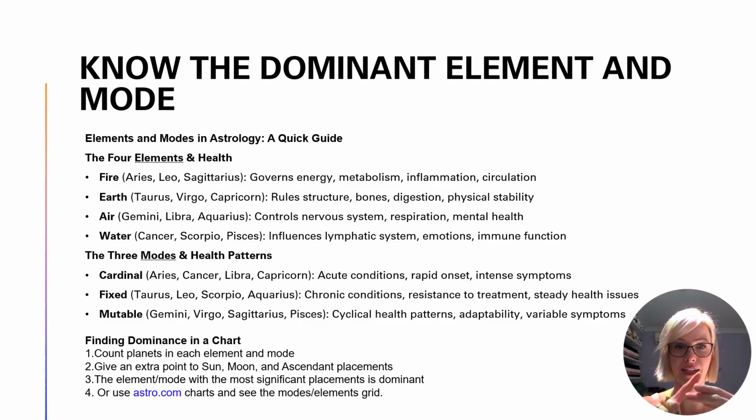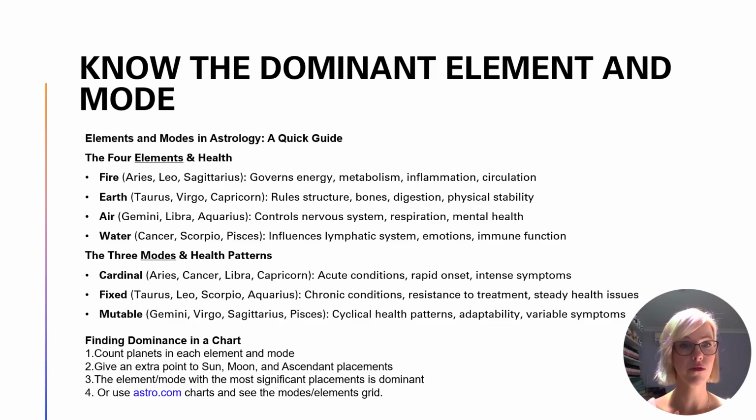And you can see I've listed next to it. The cardinal signs are Aries, Cancer, Libra, Capricorn. Fixed signs Taurus, Leo, Scorpio, Aquarius. And the mutable signs are Gemini, Virgo, Sag, and Pisces. The modes in medical astrology will represent health patterns. The cardinal signs are more prone to acute conditions, rapid onset, intense symptoms. Fixed signs will have more chronic conditions and more resistant to treatment and have more steady health issues. And the mutable signs are more prone to cyclical health patterns. They're a bit more adaptable and their symptoms can be a bit more variable.